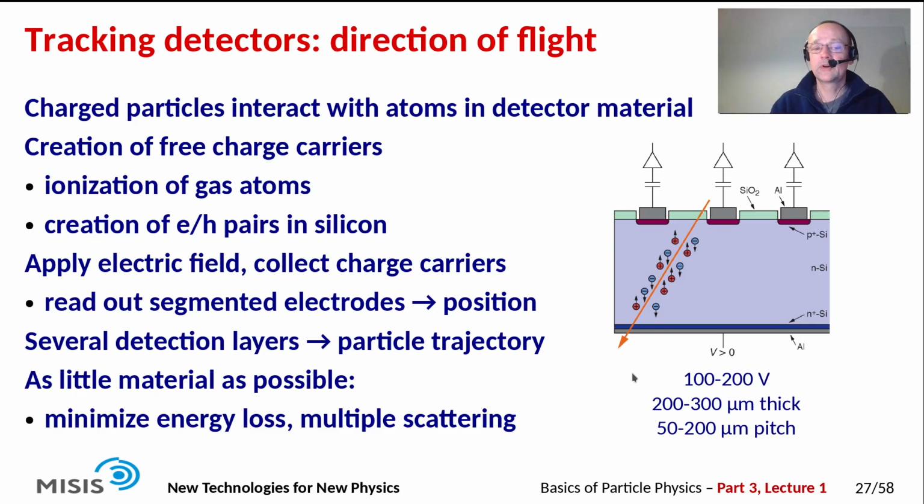One thing that is important here is that we put as little material as possible in the way of the particle that we want to measure, because any energy loss and any multiple scattering that this particle suffers along its way will deteriorate the precision with which we can measure its properties.